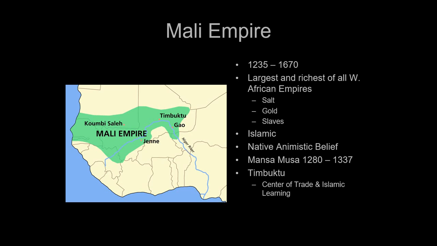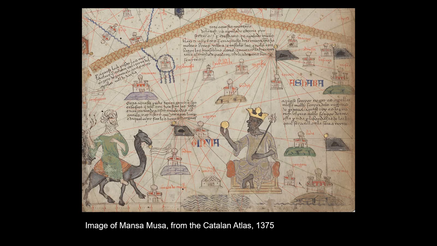The most famous ruler, or Mansa, was Mansa Musa, that is Mansa Moses, who ruled from 1280 to 1337. And he was so wealthy that he captured the imaginations of even Europeans. This is the Catalan Atlas, and it shows him as a king holding a golden nugget right there.